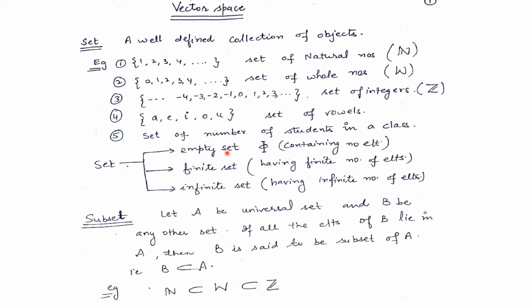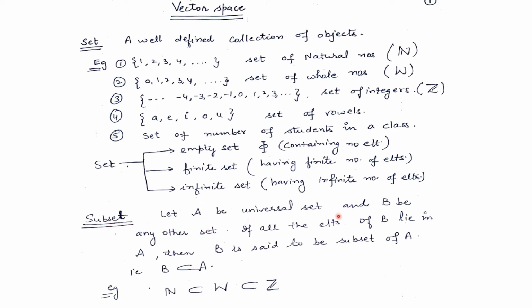Now set may be empty, may be finite, may be infinite. Now what do you mean by empty set? A set having no element. What do you mean by finite set? A set having finite number of elements. For example, set of vowels, or the set of number of students in a class. These two are examples of finite set. Now infinite set, a set having infinite number of elements. For example, set of natural numbers, set of whole numbers, set of integers, set of real numbers and so on.